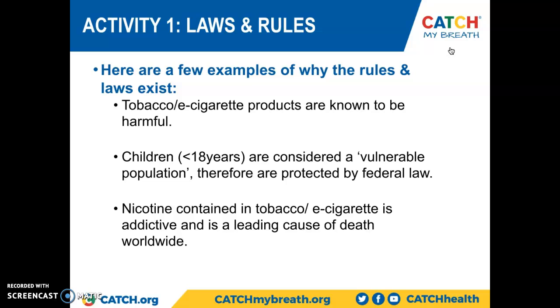So here are a few examples of why the rules and laws exist. Tobacco and e-cigarette products are known to be harmful, very harmful actually. Nicotine contained in tobacco and e-cigarettes is addictive, highly addictive, and is the leading cause of death worldwide. Children are considered a vulnerable population, therefore are mandated by federal law to be protected. Nearly all tobacco and e-cigarette users shared that they started in middle or high school, which is under the legal age of being able to purchase. Once your brain gets addicted to nicotine, it's permanent. Quitting is possible, but it becomes very, very difficult for most people to quit.